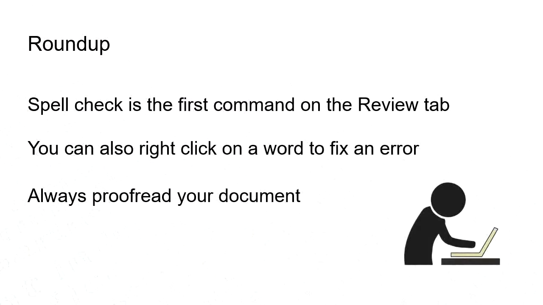So to round up, the spell checker editing tool is the first button on the Review tab on the ribbon. That's where it always is. So it might look a little bit different in various versions of Word, but it's always in the same place. You can also right-click on a misspelled word to correct the error. Remember that spell check won't catch everything, so you'll have to proofread your documents, or if you're not a good proofreader, have someone help you with it.